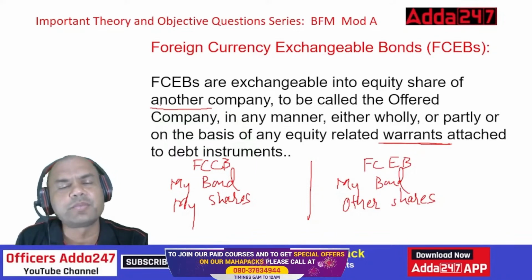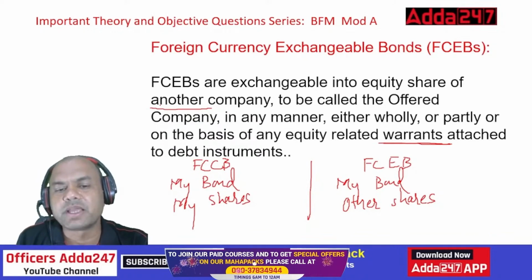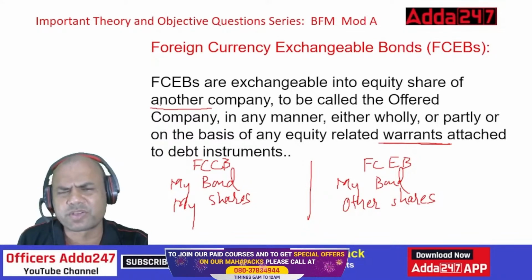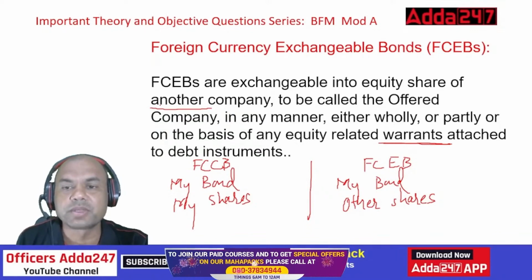FCCB and FCEB are roughly the same, 90% they are the same. Only 10% differences. Here, my bond, my shares. There, my bond, other shares. Sister shares or my brother shares, whatever you can say. Sister concern, brother concern, you can say anything. Under company, that is called the offered company.